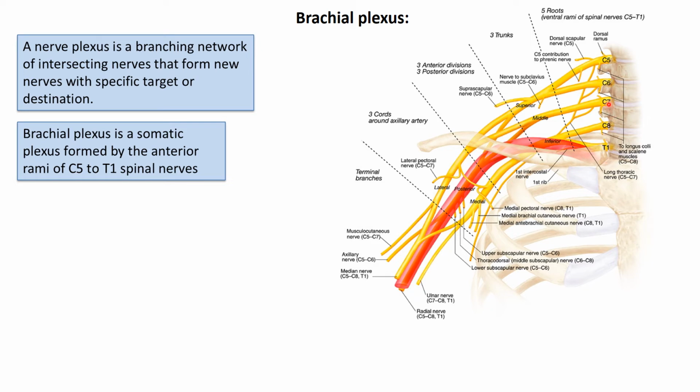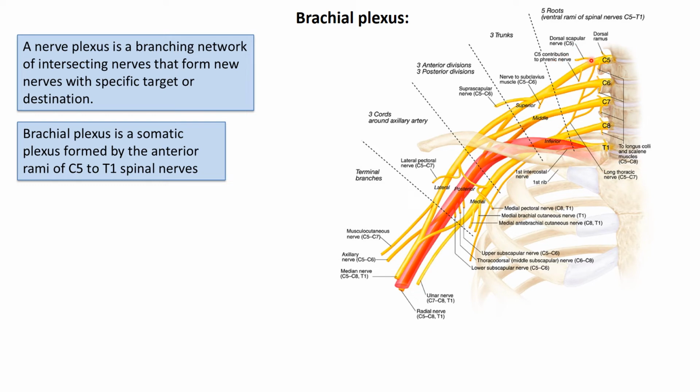Okay. Now again, the brachial plexus is formed by C5, C6, C7, C8, and T1, and these are not the whole spinal nerve. They are only the ventral rami of the spinal nerves. These 5 spinal nerves are called the roots of the brachial plexus. So what are the roots of the brachial plexus? Again, the ventral rami of the spinal nerves: C5, C6, C7, C8, and T1. And of course they are located in the neck.